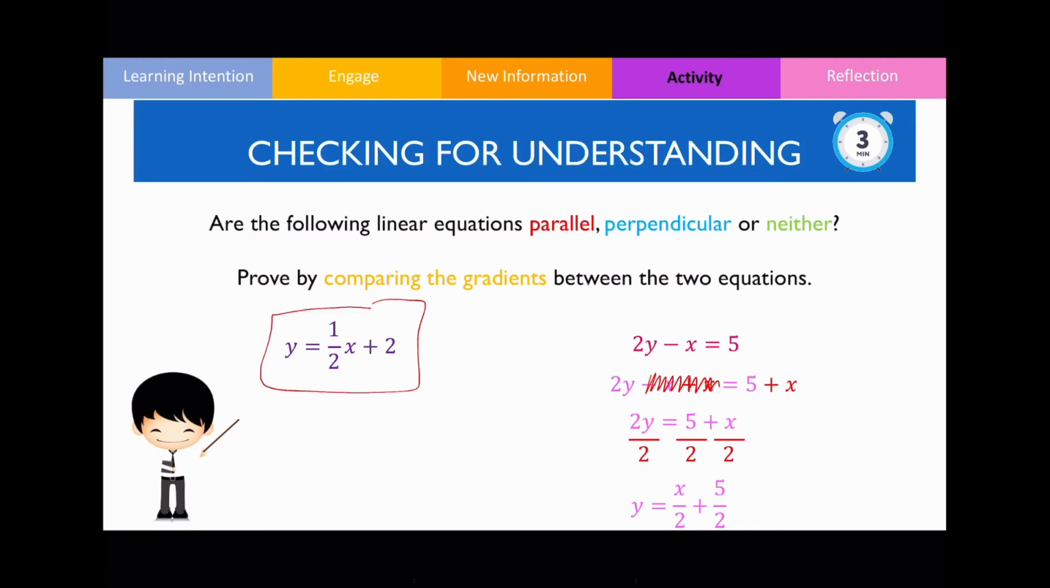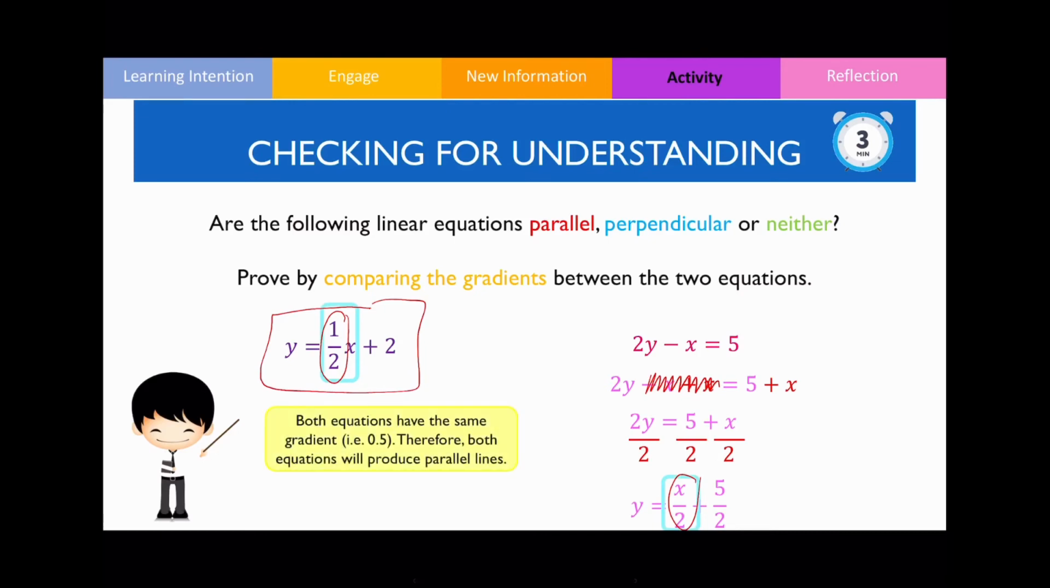And now what I'll do after that is compare the gradients of both of these equations. This over here is positive half. This one over here is also positive half, okay? So the gradients are the exact same for both equations. Therefore, the lines over here are going to produce two parallel lines. So that's the answer for this particular question.